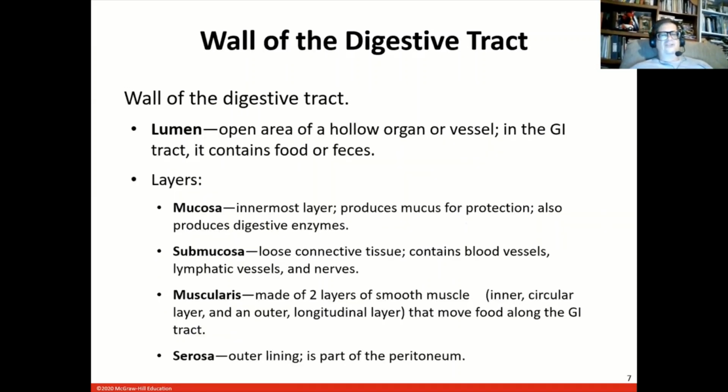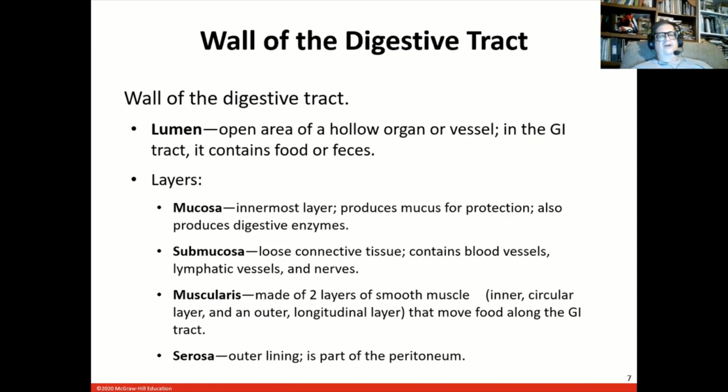So the digestive tract, we have a space in the middle of the organ we call a lumen. And then around that, lining that, we have a mucosa. That's the innermost layer. It makes mucus. And in some places, we're making digestive enzymes as well. The mucus, sorry about the barking dog, will help lubricate and make it easy to pass things through. And the enzymes, of course, will help with the chemical breakdown.